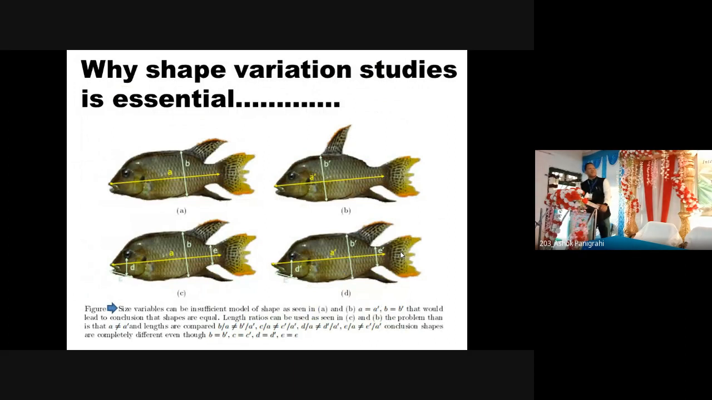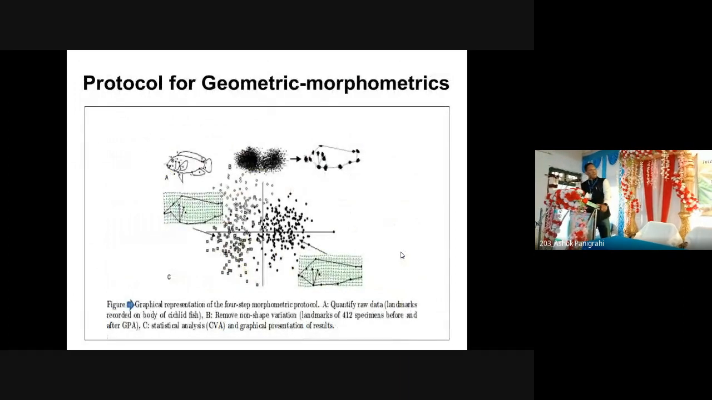The linear dimension of different species may be the same, or the same species may differ, but the shape is species specific. The linear dimension or length may be different within the same species or the same across different species. So shape variation analysis is very essential to discriminate between populations of the same species. We apply this, and it's a protocol. I am not going into detail.